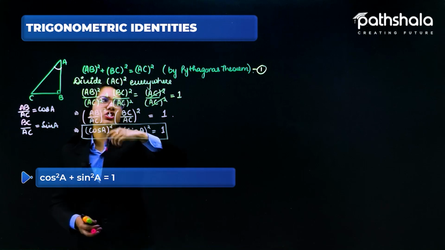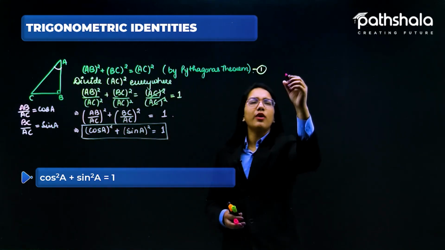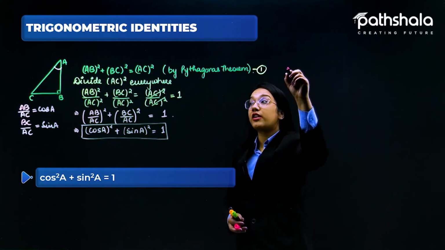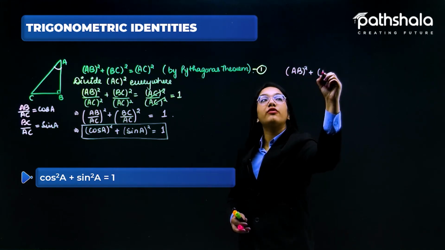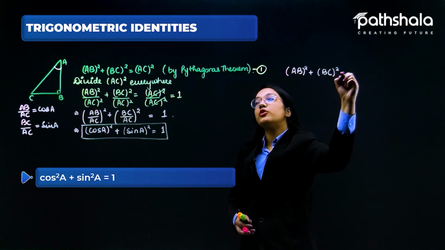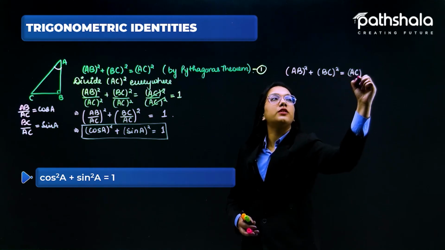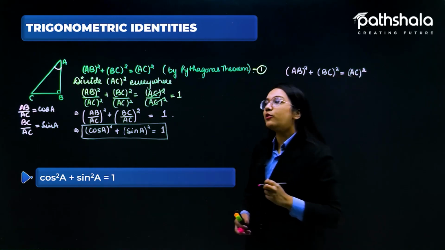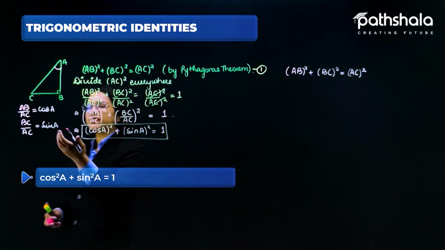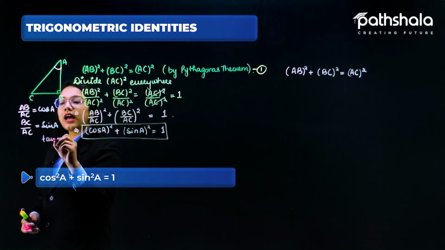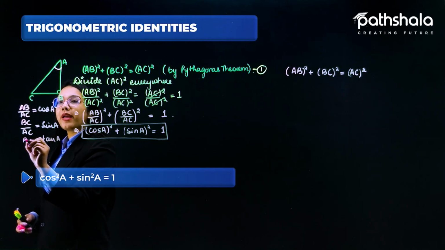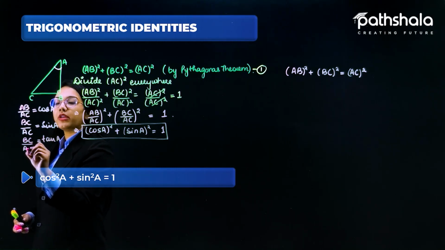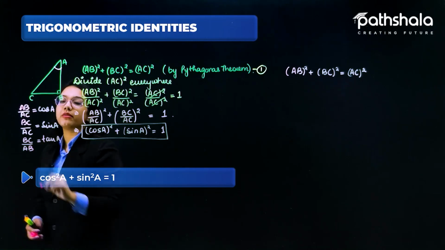So let us suppose I'm taking this one again, and I have AB whole square plus BC whole square, which is nothing but AC whole square. So this is our value. Now, what is tan of A? I can see tan of A is nothing but BC divided by AB.